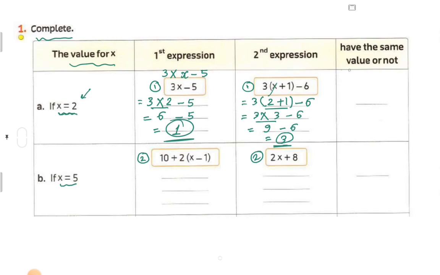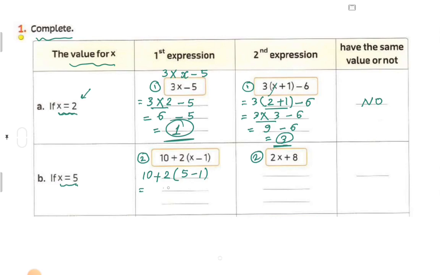Have the same value or not? No, so it's not equivalent. Okay, B, if x equal 5, remove x and put 5. First expression here, 10 plus 2 by parentheses x minus 1, x equal 5 minus 1.